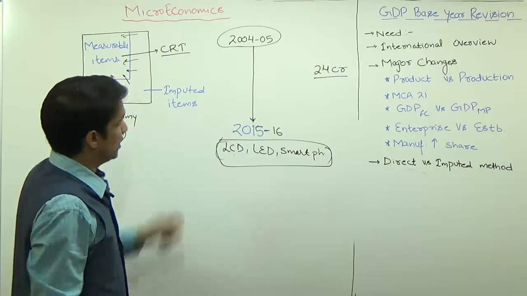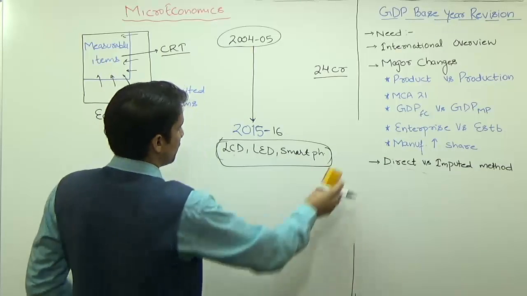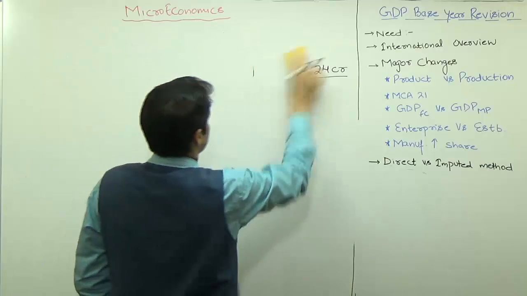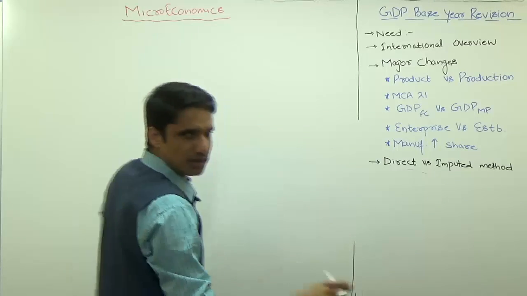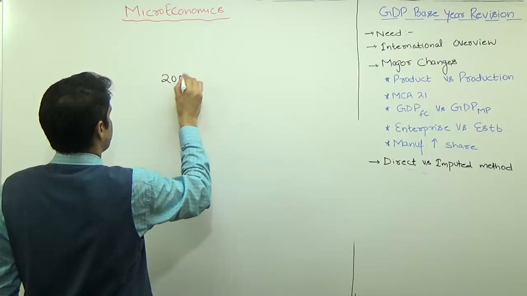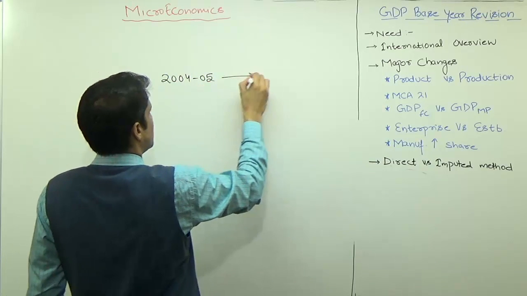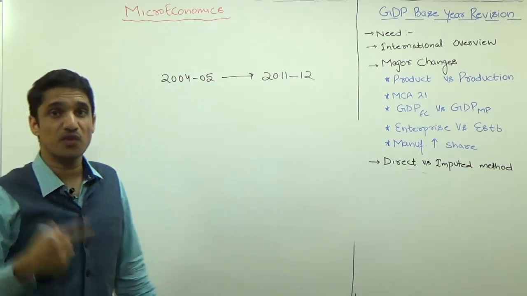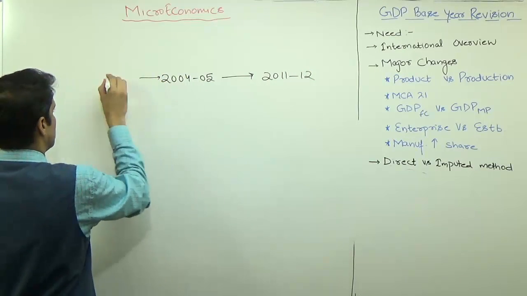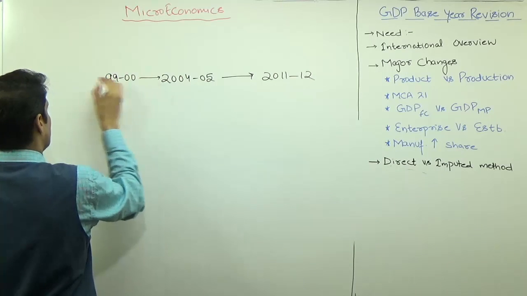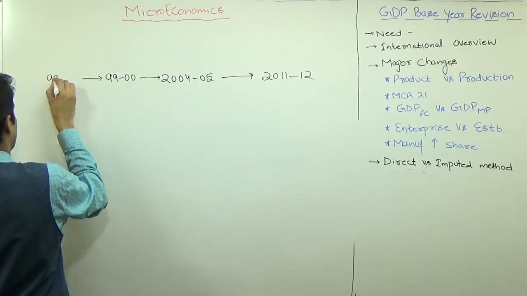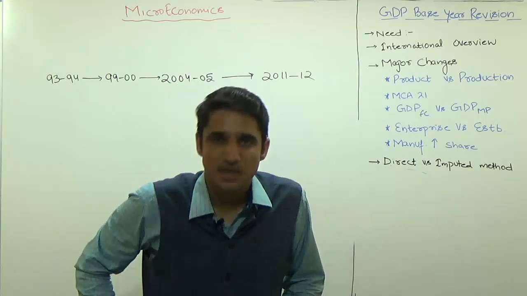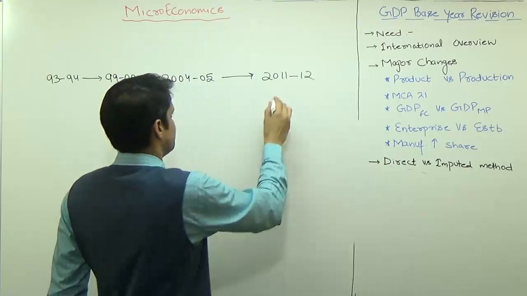And this is not the first time that we have changed the base year. After independence, this was the 7th time. From 2004-5, we changed it to 2011-12. But before 2004-5, what was the base year? It was 99-2000. Before 99-2000, it was 93-94. So this is not the first time we have changed the base year. This was the 7th time.